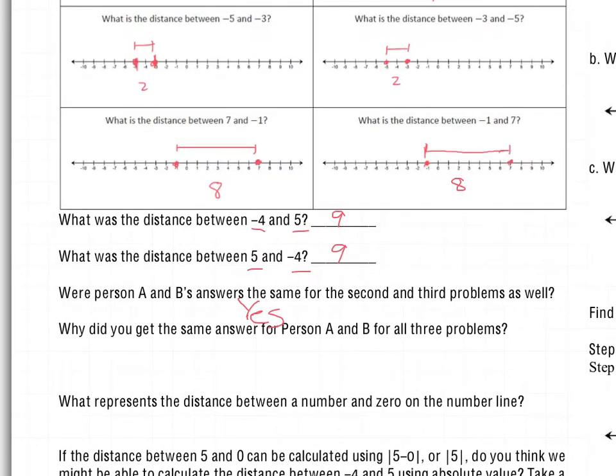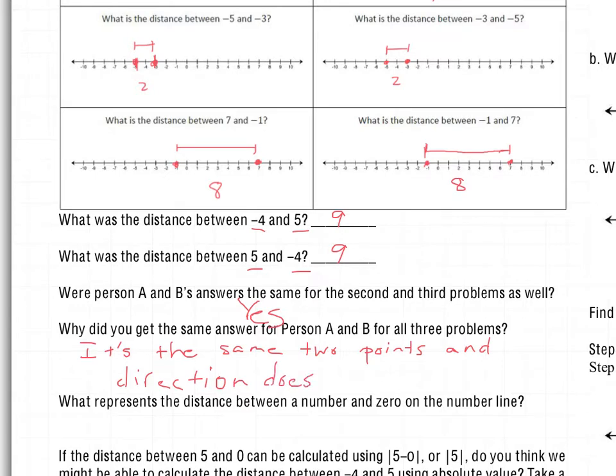So hopefully when we're thinking about this, we're thinking about the distance is always going to be the same because it's the same 2 points. And direction didn't matter. Think about it this way. If you're walking from your house to school, is the distance going to change whether you're walking from your house to school or from your school to house?